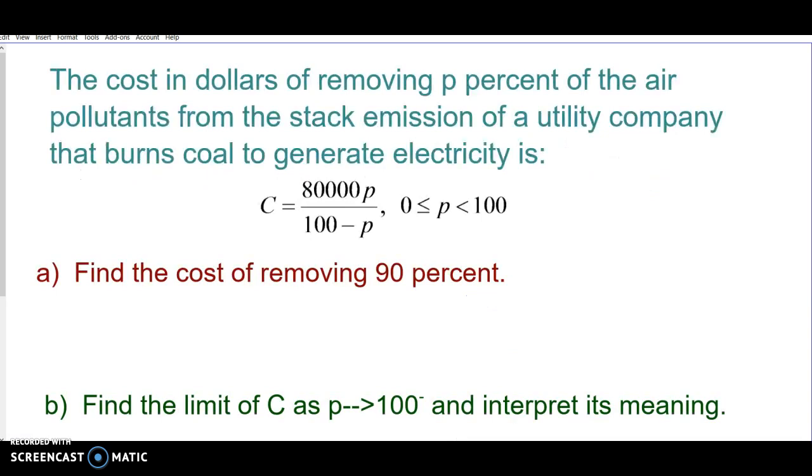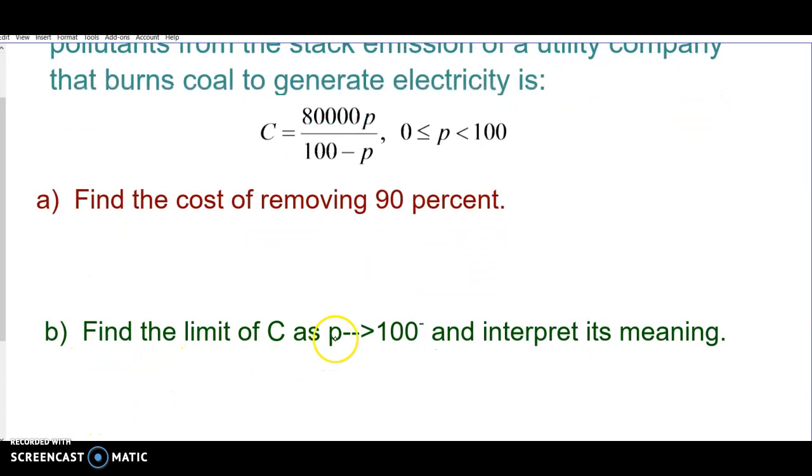Okay, let's take a look at this one. Says the cost in dollars of removing P% of the air pollutants from the stack emission of a utility company that burns coal to generate electricity is this. So, part A, I want you to find the cost of removing 90%. Then, I would like you to find the limit of C as P approaches 100 from the left and interpret its meaning. We love when students interpret meaning. Okay, go ahead, put me on pause.